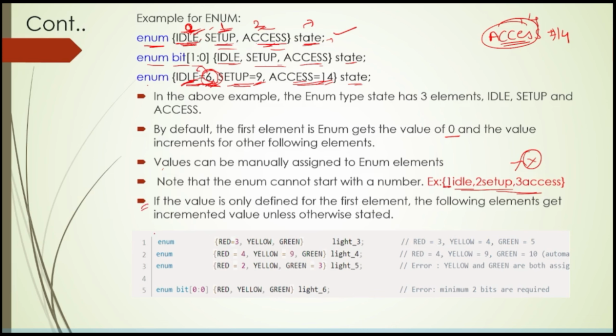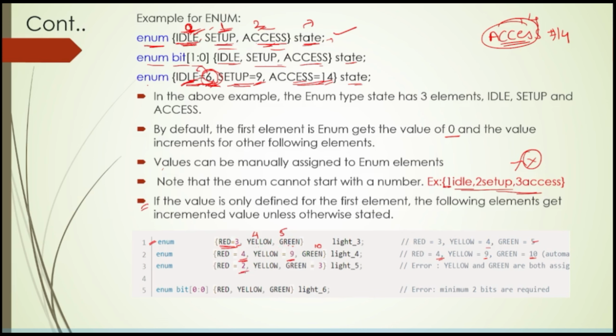If the value is only defined for the first element, the following elements are incremented. What is the meaning of this? In the first example, red is given the value 3, but for yellow and green I didn't give any values. The red value is 3, so the next values are incremented: yellow is 4 and green is 5. In another case, red is 4 and yellow is 9, so after 9 the value of green will be 10. In this way, even if you give a value for only one element, the next elements also hold their incremented values.